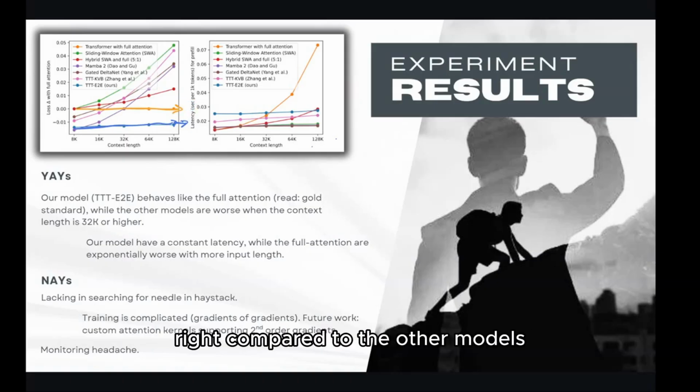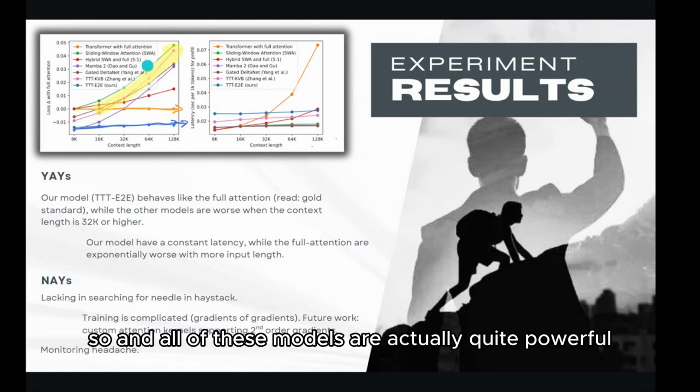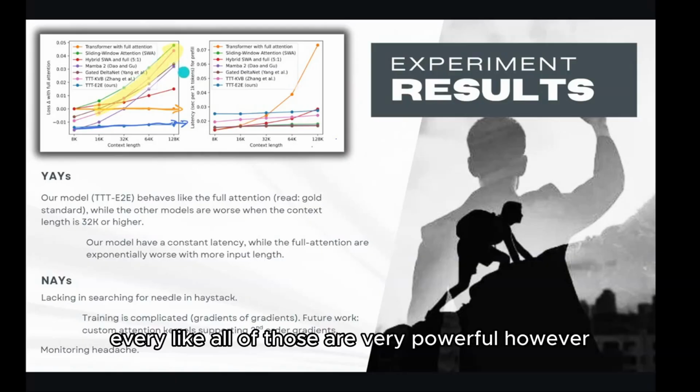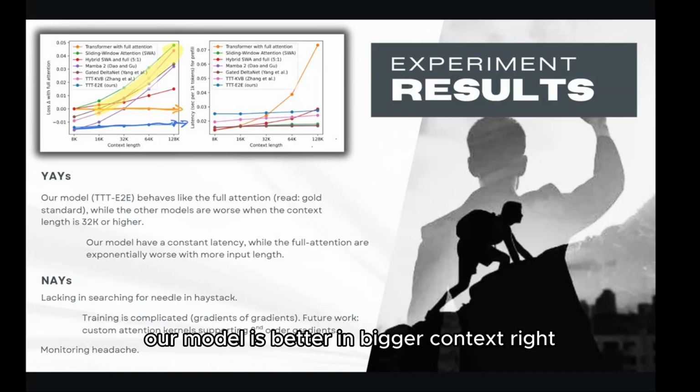Compared to the other models, for example, they are going up. All of these models are actually quite powerful, like Mamba 2, Gated DeltaNet, all of those are very powerful. However, our model is better at bigger context lengths, right?